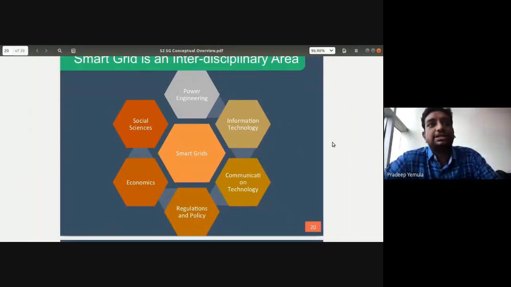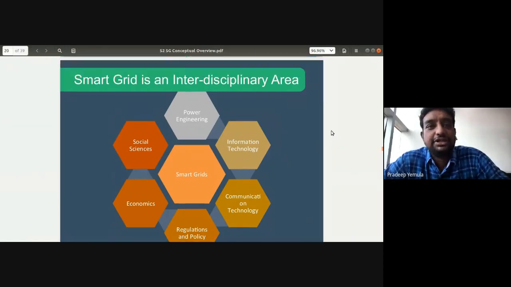So smart grid is actually an interdisciplinary area. What do you mean by interdisciplinary area? It is not fixed to one particular discipline. Power engineering, definitely it is there, and on the right side information technology, communication technology, regulations and policy, economics, and social sciences.